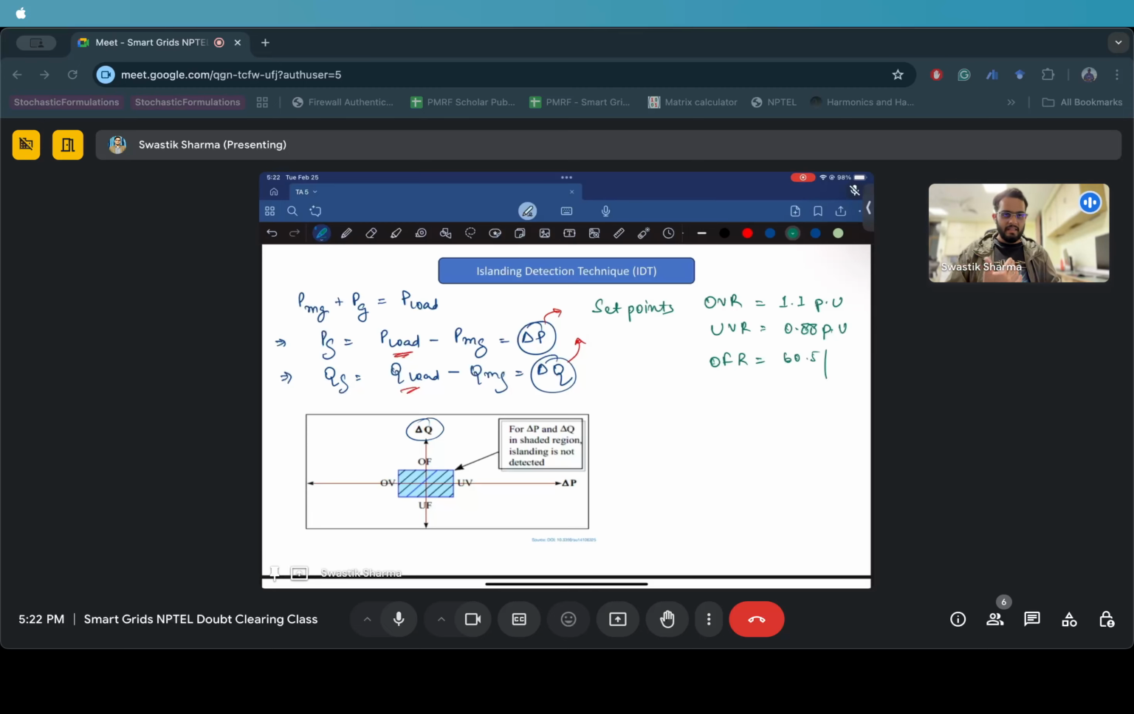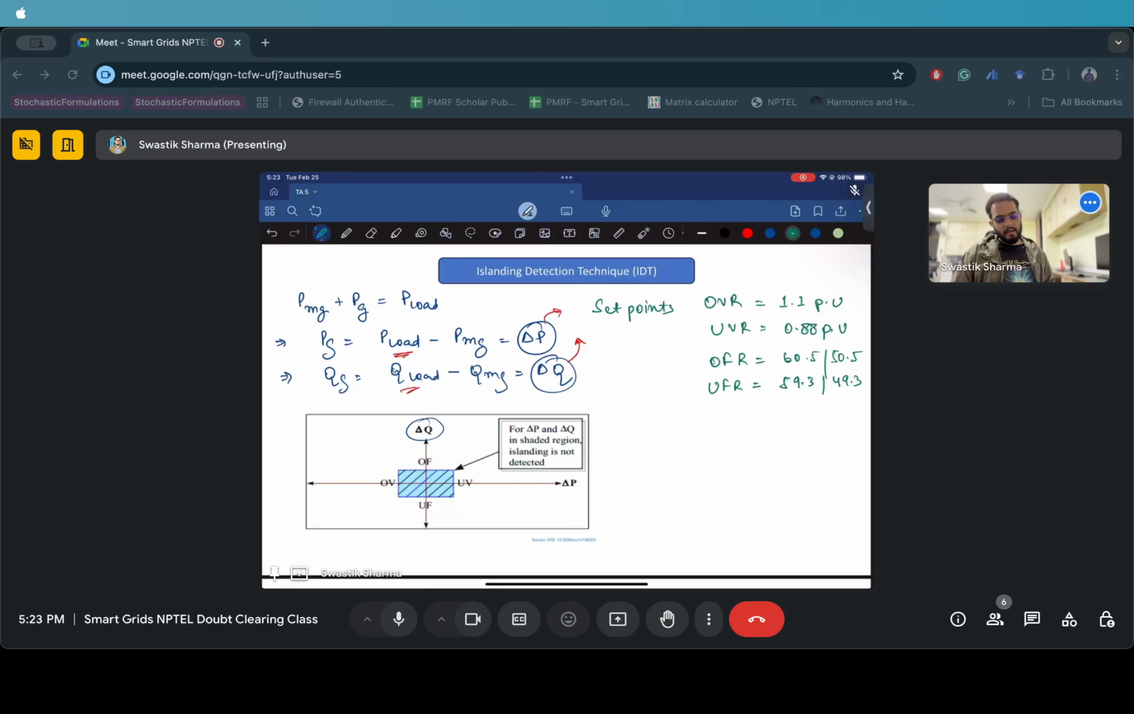And similarly, in the Indian context, as it is set by CEA, it is set at 50.5, and under frequency rating is also set at 59.3, which will be nothing but 49.3 in the Indian context, right? So these are the set points. What I mean by set point is, let's say some mismatch occurred, right? When a mismatch occurred due to active power or reactive power, the frequency and magnitude of voltage start varying, right? And due to this variation, there is a voltage mismatch as well.